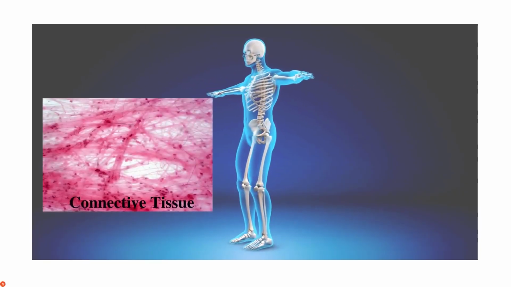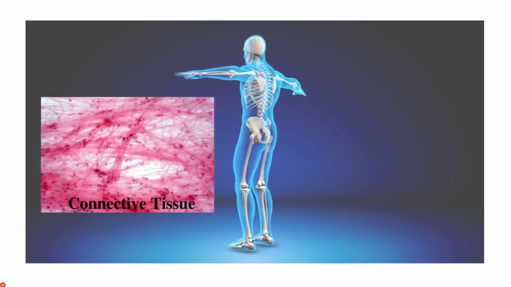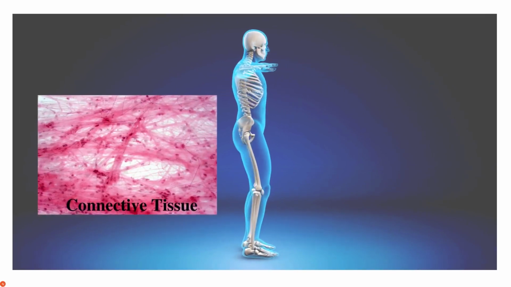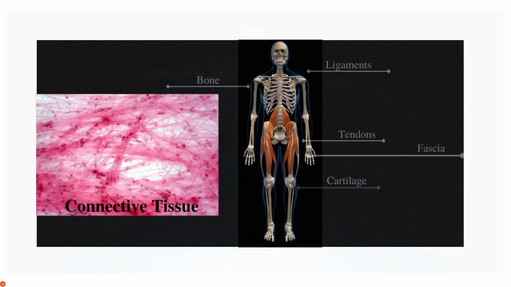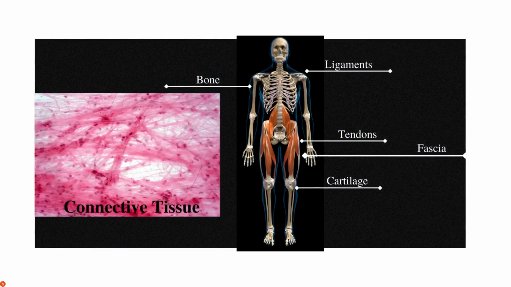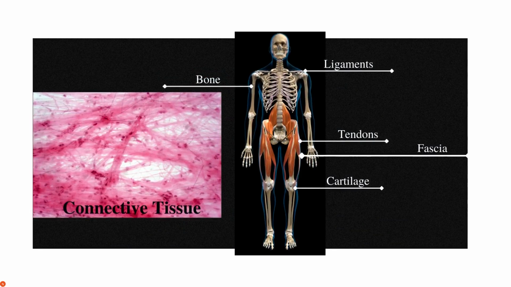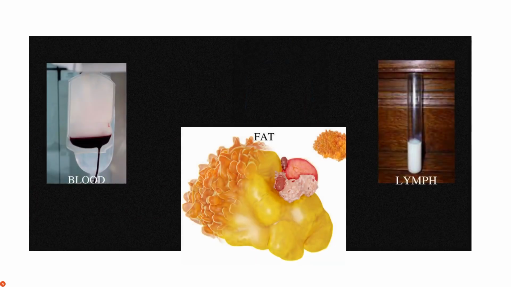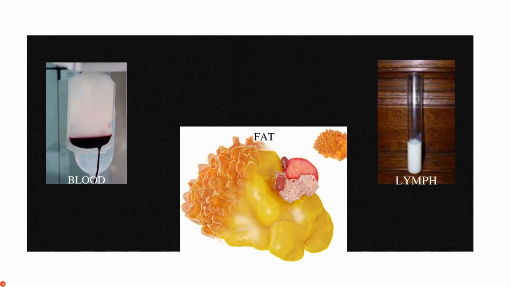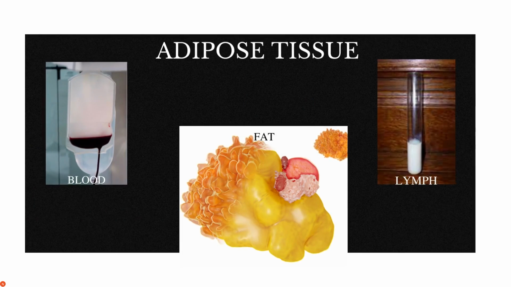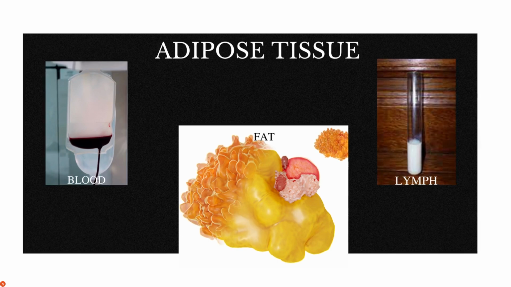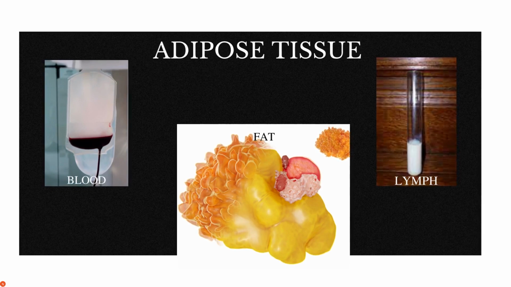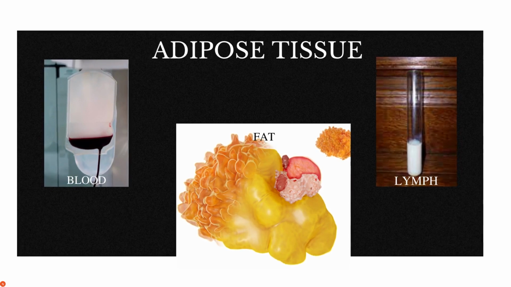Connective tissue is a type of fibrous tissue that binds together, protects, and supports the various parts of the body. Examples of connective tissues include bones, cartilage, ligaments, tendons, and fascia, which separates muscle. Liquid tissues such as blood and lymph and fat, also known as adipose tissues, are also forms of connective tissues. Adipose tissues give the body smoothness and contour while also protecting internal organs and insulating the body.